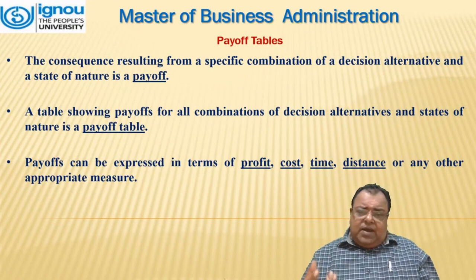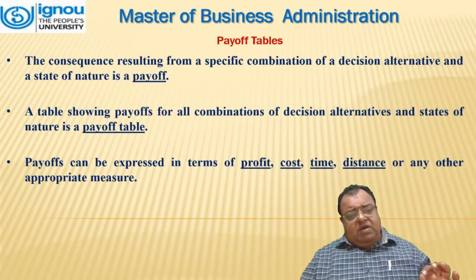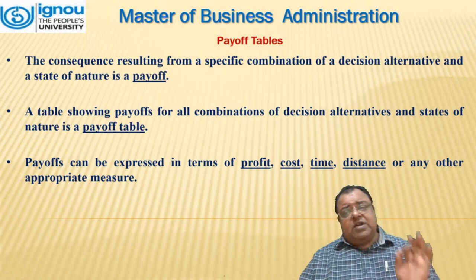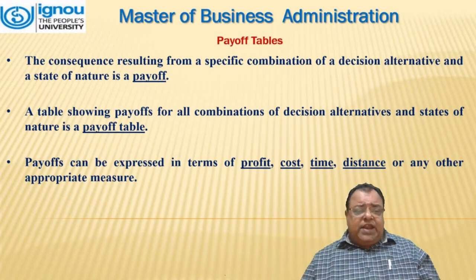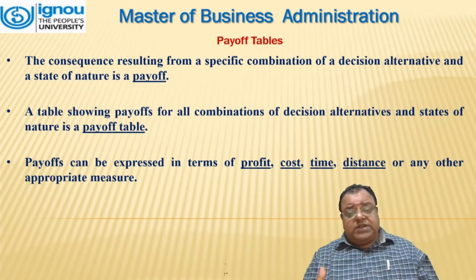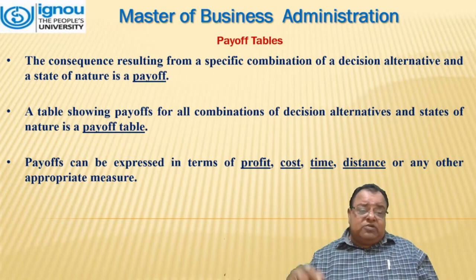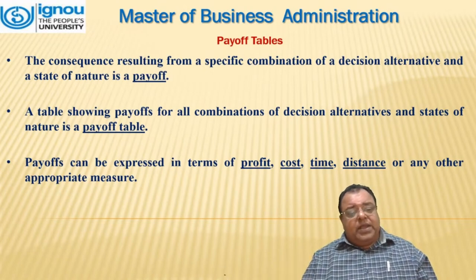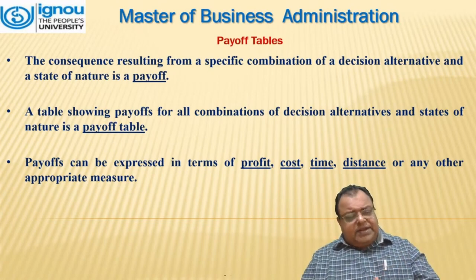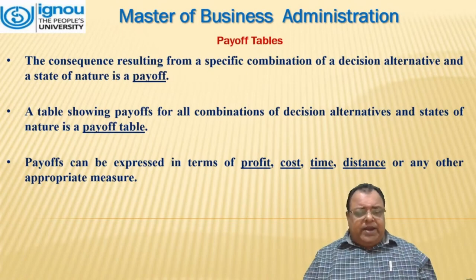Then come payoff tables. The consequence resulting from a specific combination of decision alternatives and a state of nature is a payoff. A table showing payoffs of all combinations of decision alternatives and the states of nature is a payoff table. This payoff can be expressed in terms of profit, cost, time, distance, or any other appropriate measure we are considering in the problem.